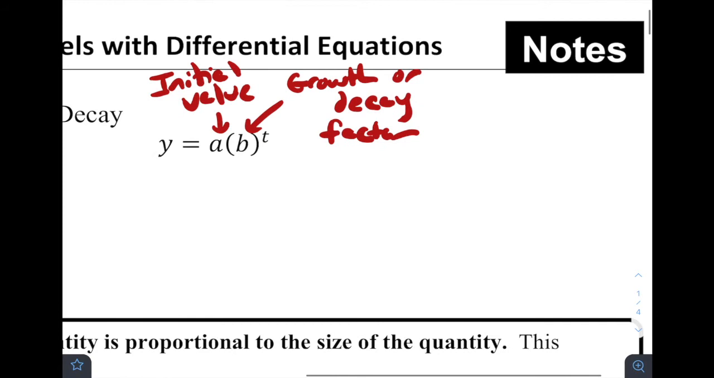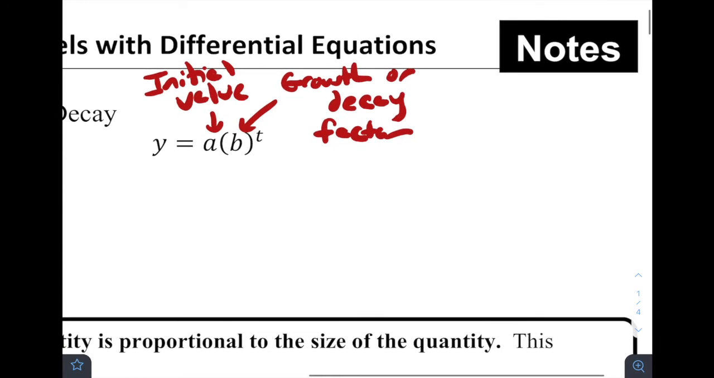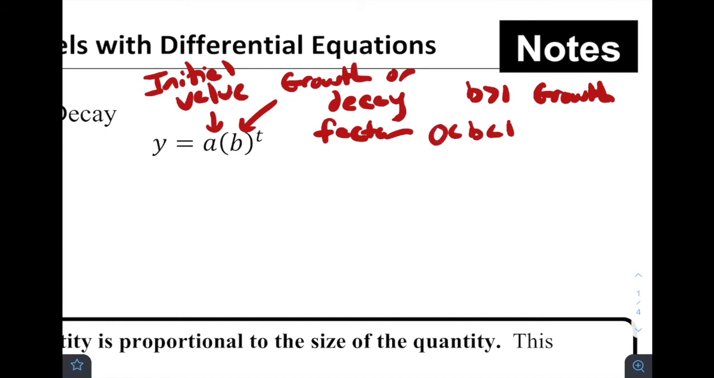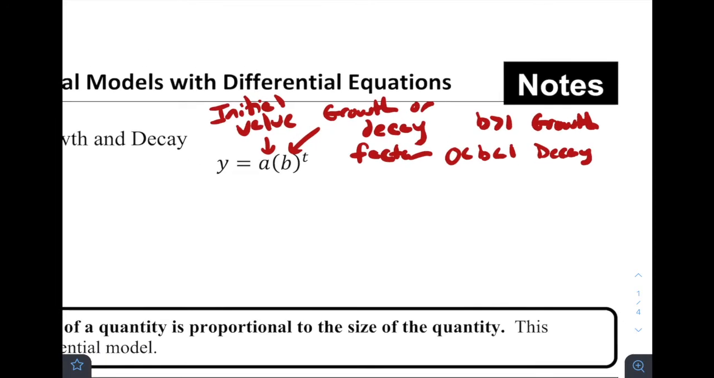And some review from our last couple classes. We can tell in exponential functions whether it's going to grow or decay by that b value. If b is bigger than 1, we know that it's going to be an exponential growth. It's going to be growing over time. And if b is less than 1 but positive, we're going to have an exponential decay, which means that graph over time is going to be going downwards.